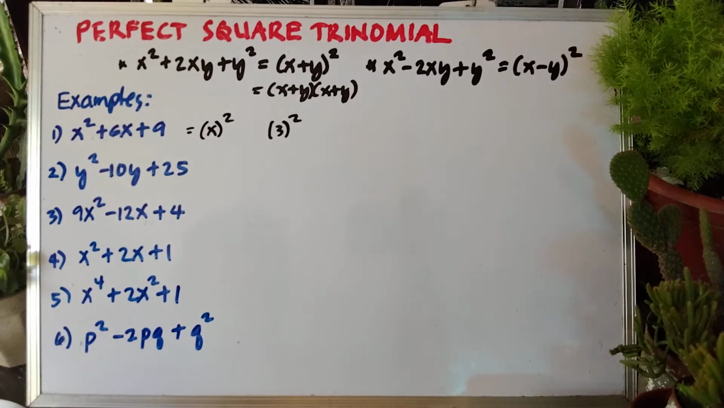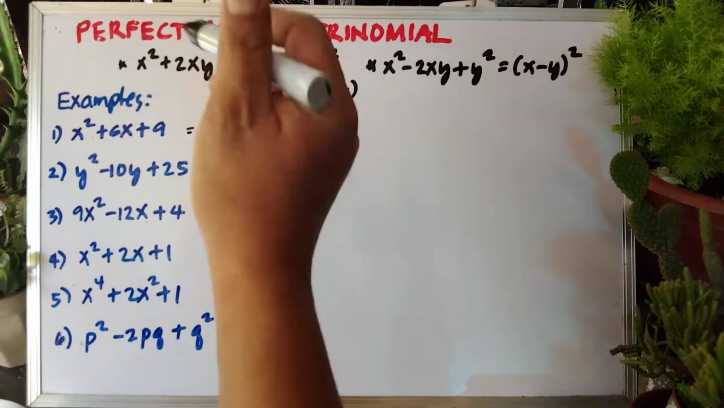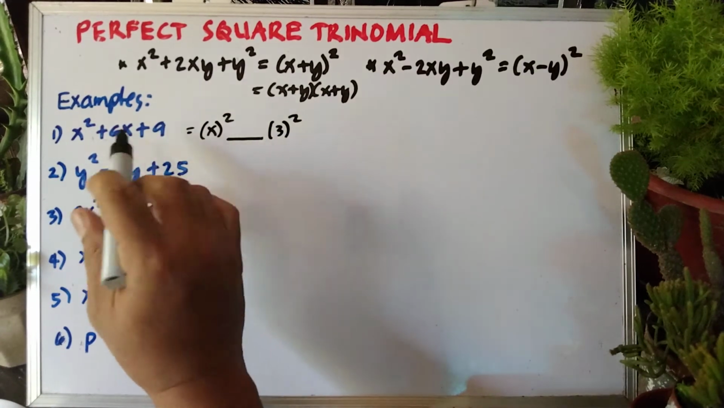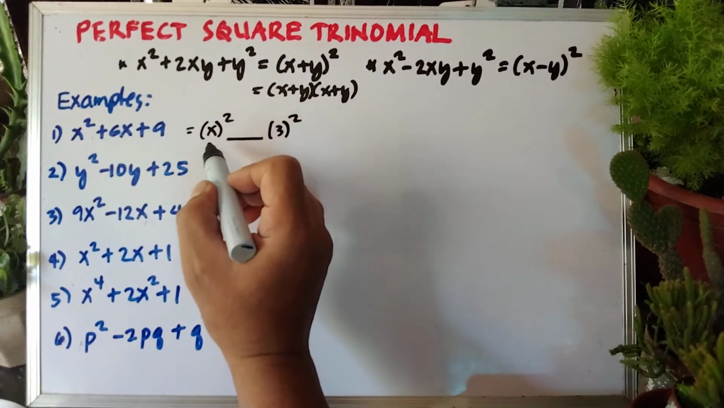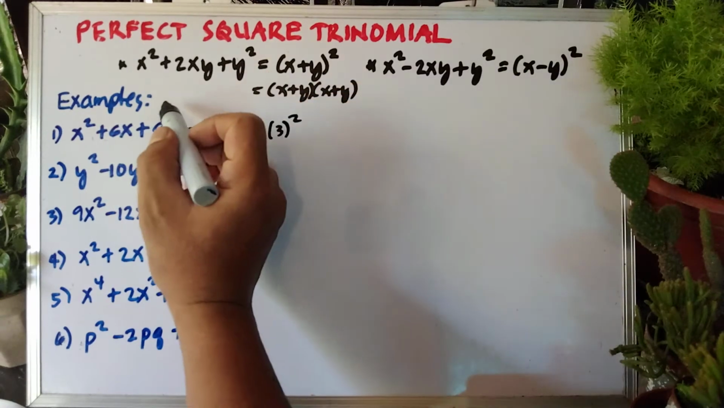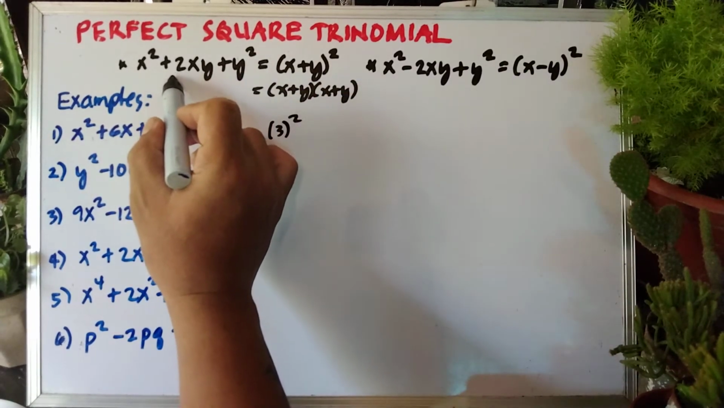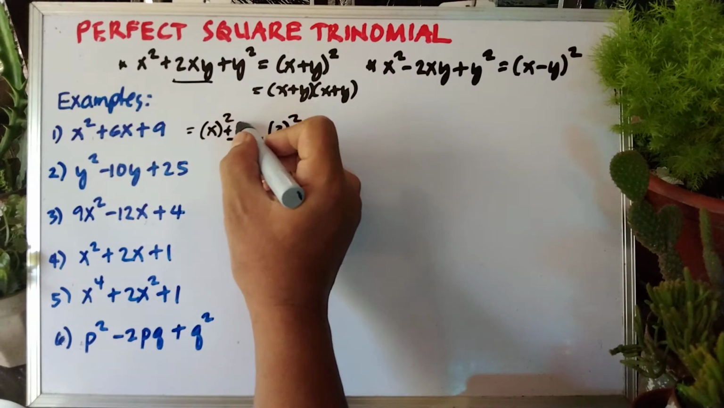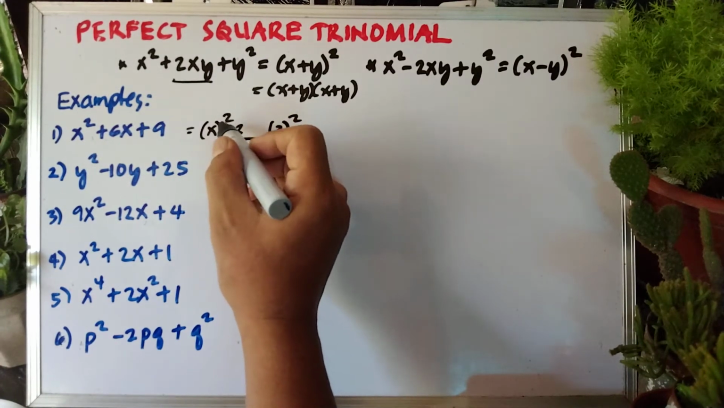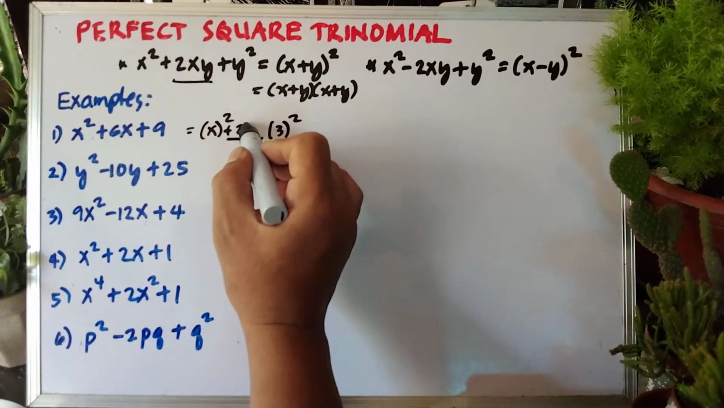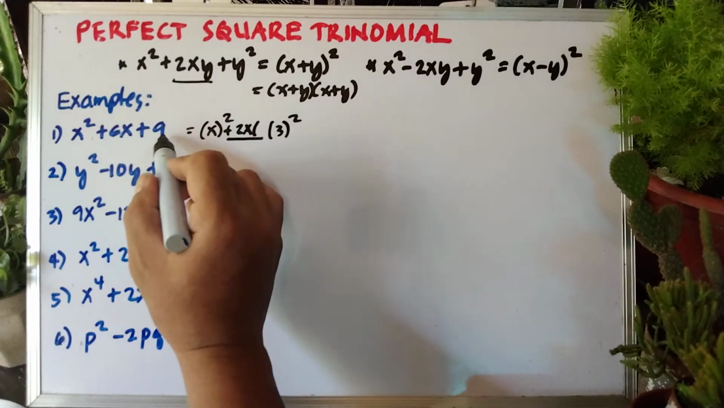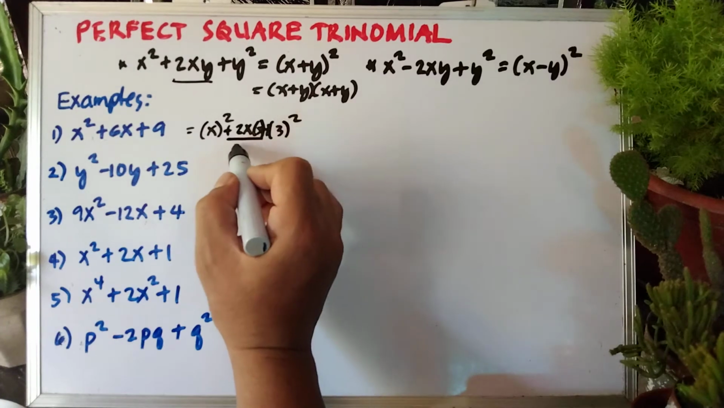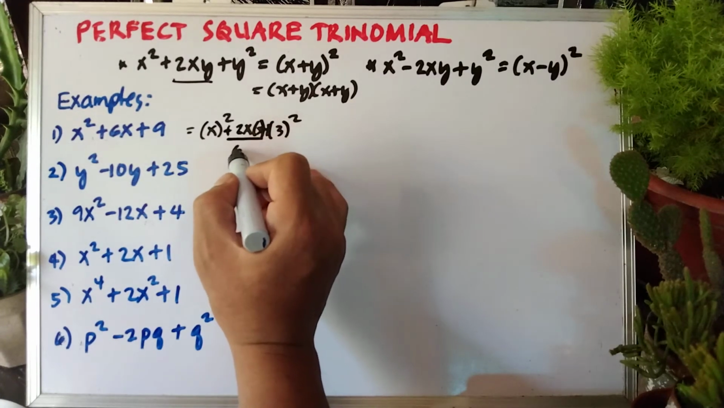Okay. Now, what is in the middle term? Okay. Since this is plus, the middle term should look like this. 2 times x plus y. So, plus 2. What is the value of our x? So, x lang. Times what is the value of our y? Which is 3. Plus. So, we are correct. 2 times 3 is 6x.